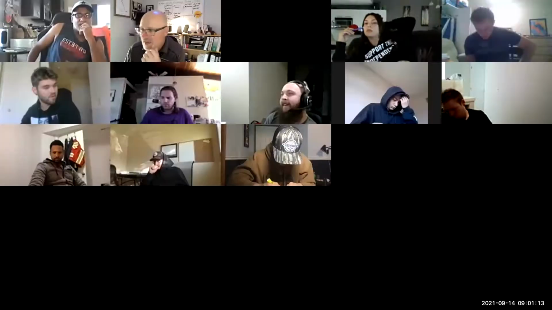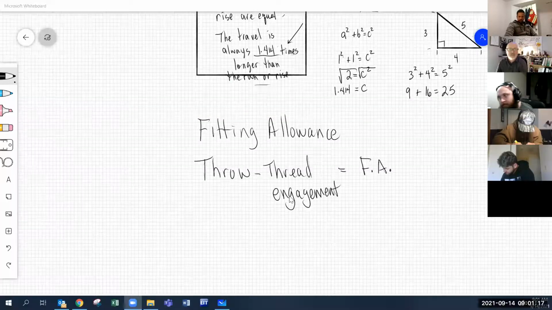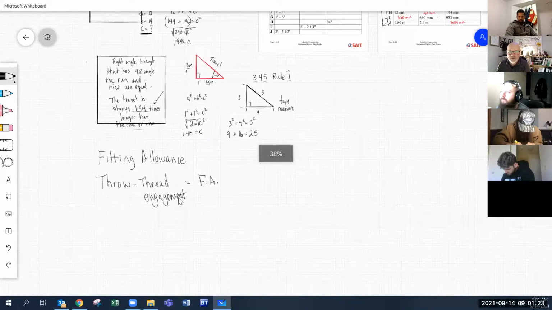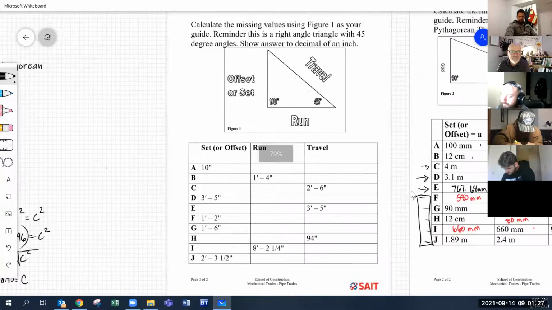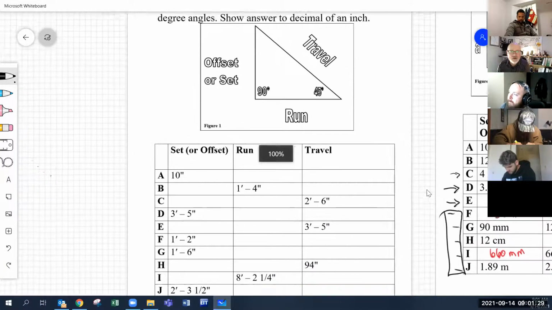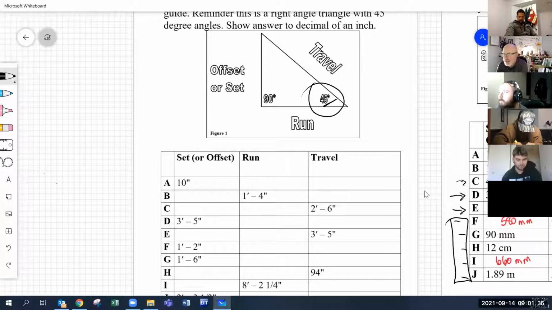So let's go back to my whiteboard here. And we're going to talk about, or trying to solve, first off, for some right angle triangles that are 45 degrees. So these are 45-degree right angle triangles. Okay, you can see it there.